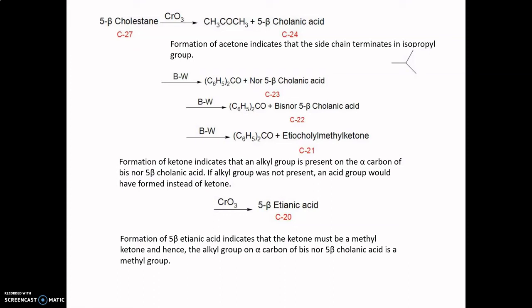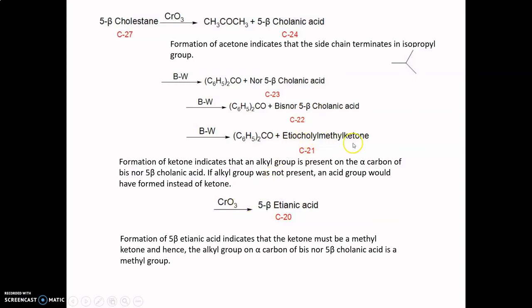So the side chain terminates as an isopropyl group. Then we are losing 1, 2, 3 carbon atoms, so there are 3 carbon atoms in this isopropyl group. You can imagine that. Also, there is a methyl group attached to the alpha carbon.